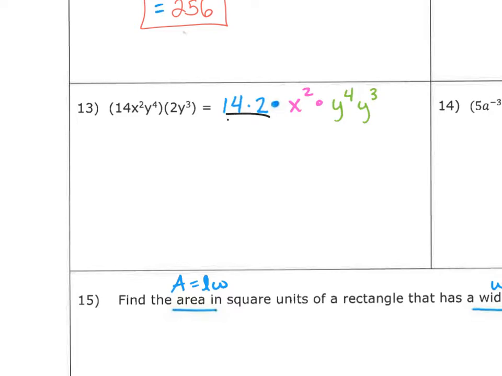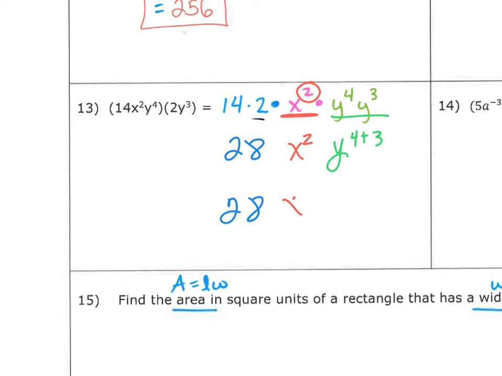So 14 times 2, that's 28. You know what? I'm going to use color on this, so give me just a minute. 14 times 2 is 28. Do I have any exponents I can add? No, that's the same base. And then if you take a look at here, this is the same as y to the 4 plus 3. So what happens is I end up with 28 x squared. 4 plus 3 is going to be y to the 7th. And now we're finished with our problem.